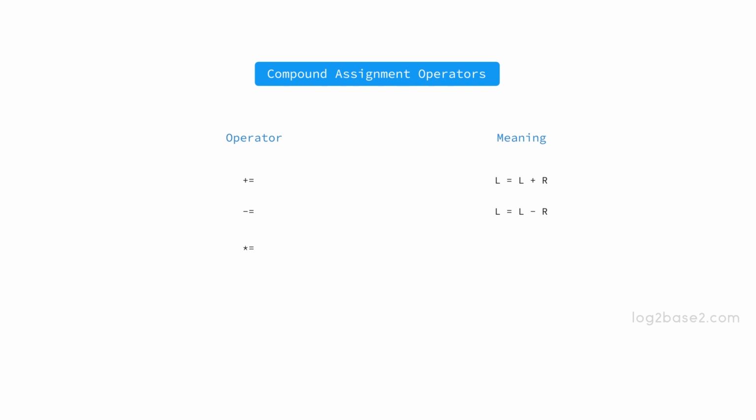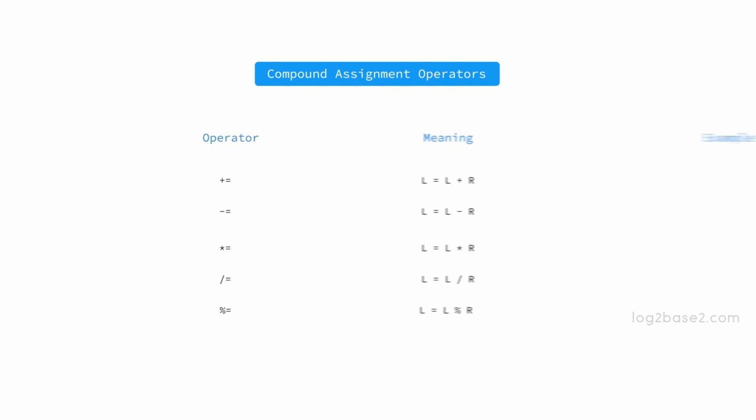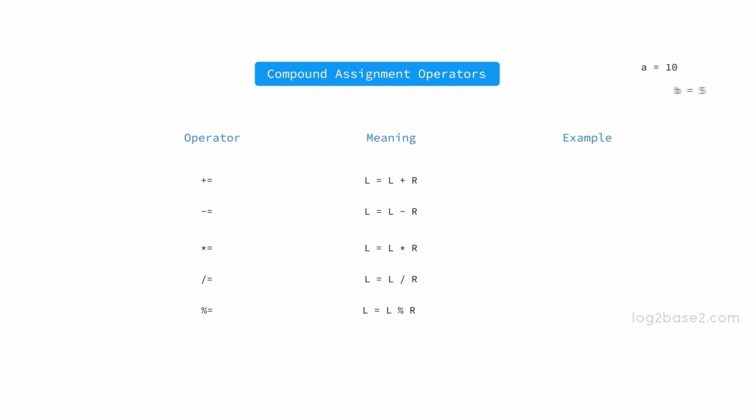Next is star equal to, which means the product of left and right operand will be calculated and the result will be assigned to the left operand. And it is same as writing A equal to A into B. Next we have divided by equal to, which means the left operand is divided by right operand and the quotient is assigned to the left operand. And this is same as writing A equal to A divided by B. Next we have percentage equal to, and here after left and right operand division, the remainder will be stored in left operand.